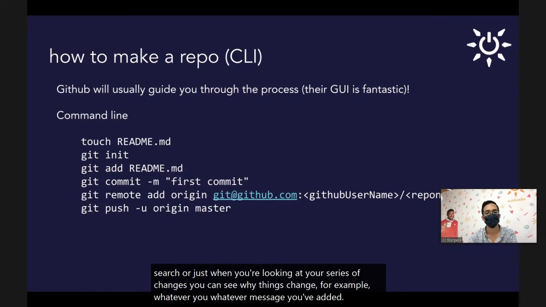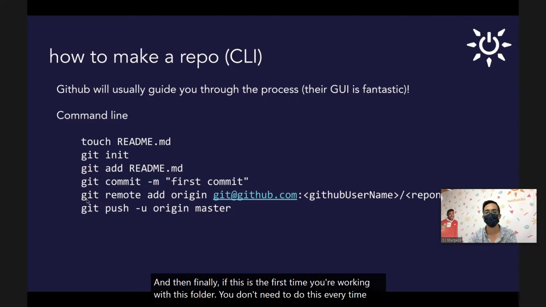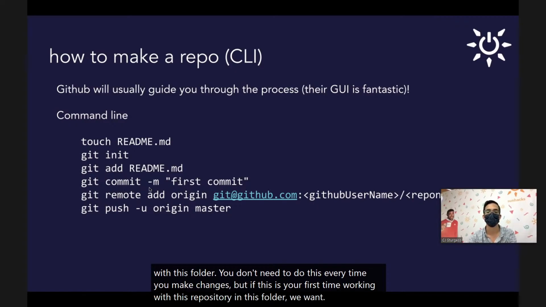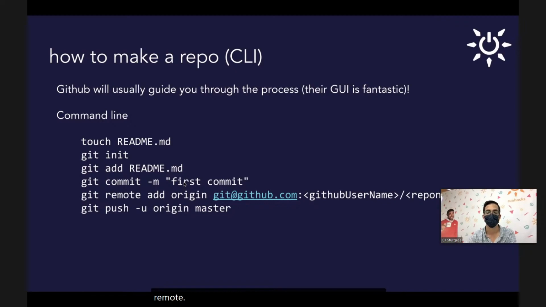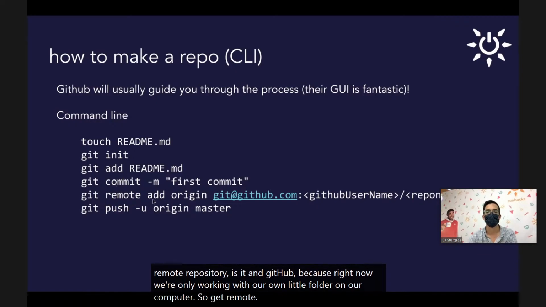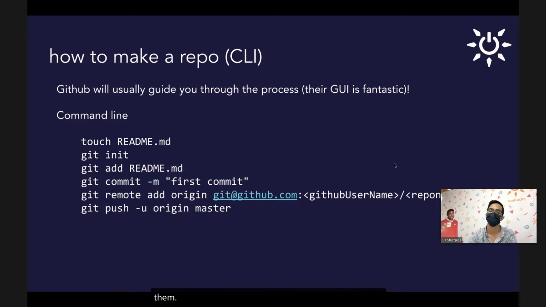And then finally, if this is the first time you're working with this folder, you don't need to do this every time you make changes, but if this is your first time working with this repository in this folder, we want to set it up so that our remote repository is in GitHub. Because right now we're only working with our own little folder on our computer. So git remote add origin, and then we can include git@github.com, and then our username/the name that we gave the repo in the previous step, and then just add a little .git here at the end.